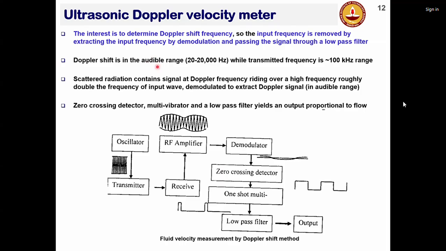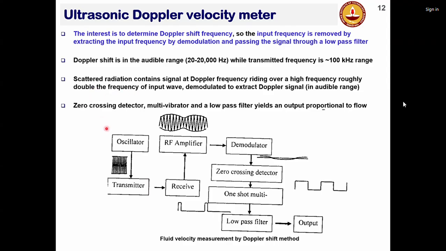This Doppler frequency is of the order of 20 to 20,000 hertz, whereas the transmitted frequency will be about 100 kilohertz. So this is about 20 to 20 kilohertz, but the transmitted frequency will be one order of magnitude higher. So there is a very stark difference in terms of frequency.